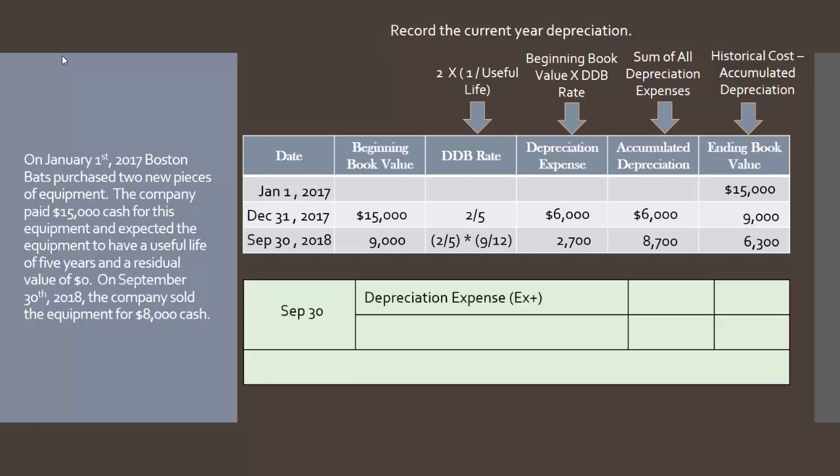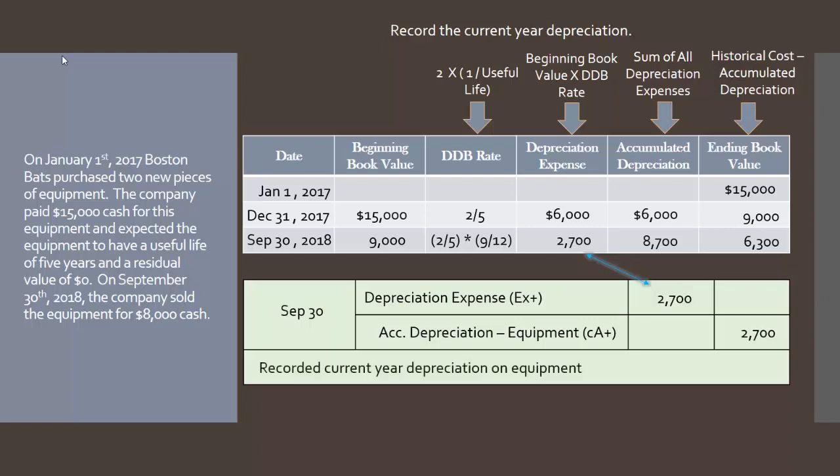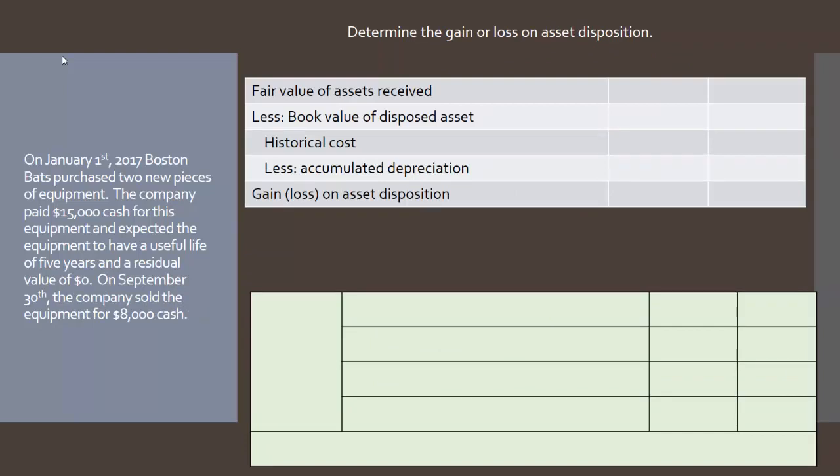So to record the journal entry to bring your depreciation up to date, your current year depreciation, on September 30th, you're going to debit depreciation expense for the depreciation expense occurred during that year, which was $2,700. And you're going to credit your accumulated depreciation account, in this case for equipment, also for $2,700. We recorded our current year depreciation on equipment. And now that our depreciation is up to date, we can figure out what our current book value is for the purpose of determining any gain or loss on the disposition of this equipment.